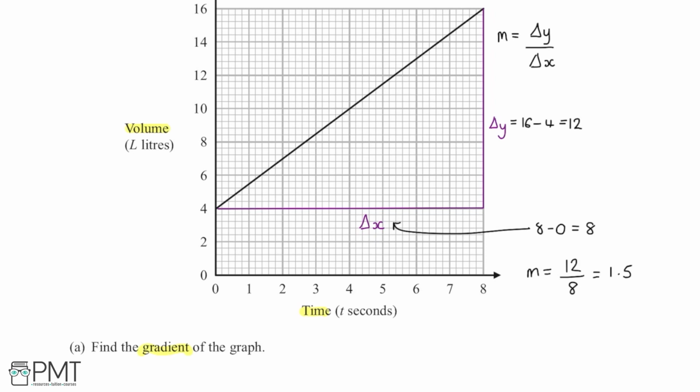And you'll get the first mark here for using a process to find the gradient of the line, so using a method to find the gradient. And then the second mark is going to be an answer mark for the correct final answer of 1.5.